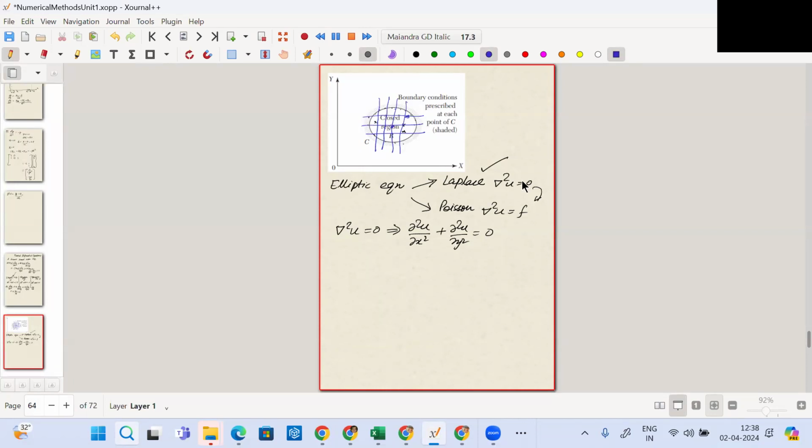Then we'll move to the diffusion equation, like heat diffusion. Hyperbolic can be a wave equation, as you already know. So maybe that can be a project for a research scholar. So yeah, with that.